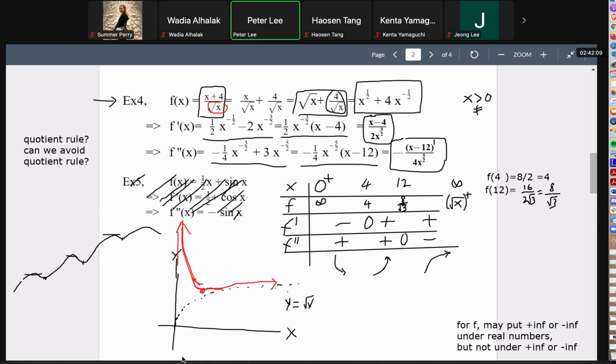So what we will get is a minimum right here. That will be a minimum. And then we will be concave up and eventually concave down. At some point here, we will have an inflection point. So we have an inflection point right there, and we have a minimum point right here. And you can graph it. This is how it looks like.